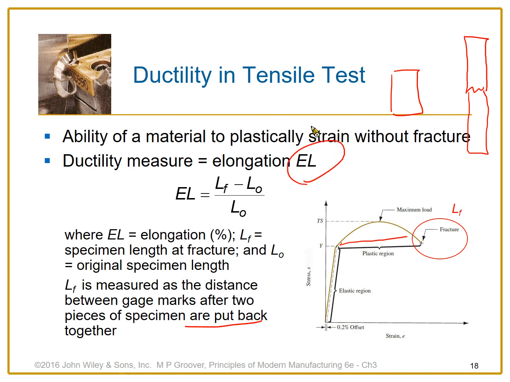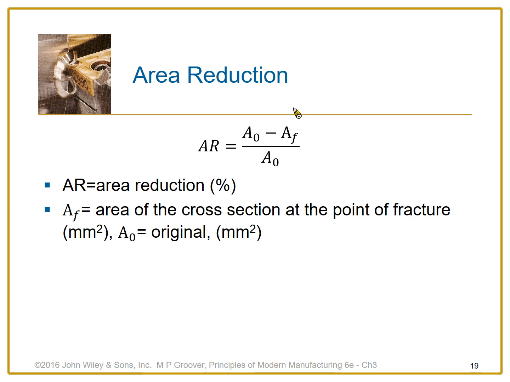Okay. And we also see the area actually changes, right? Because the original specimen, you make it a little bit thinner. So we want to calculate this original A0 and the final area after it's broken, so that we can calculate how much change there is in terms of area. It's called area reduction.